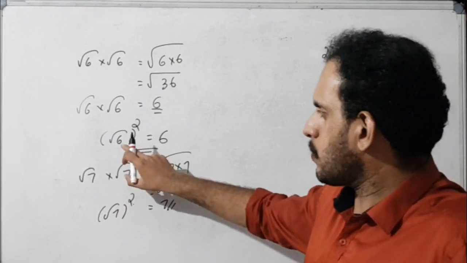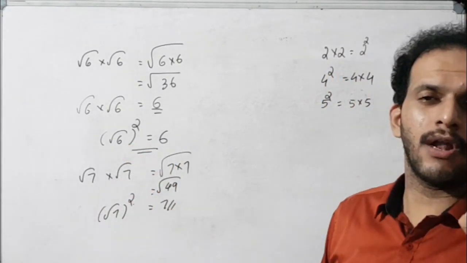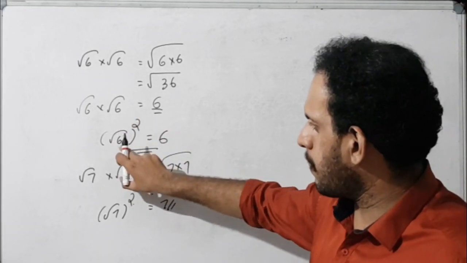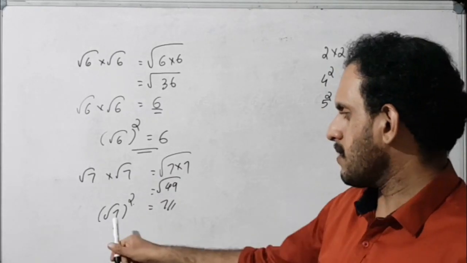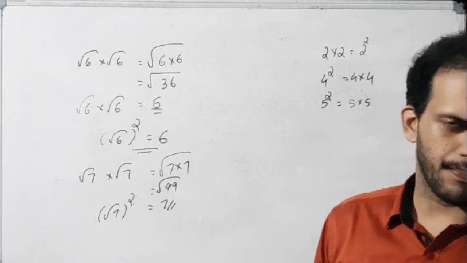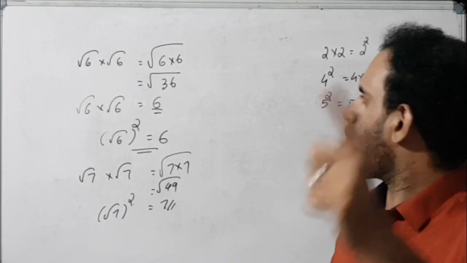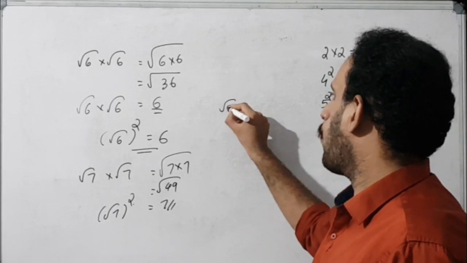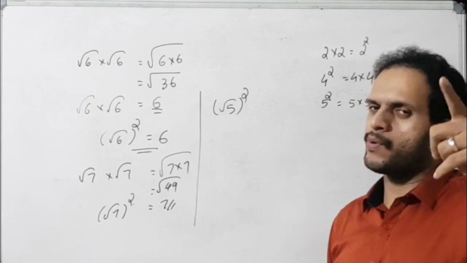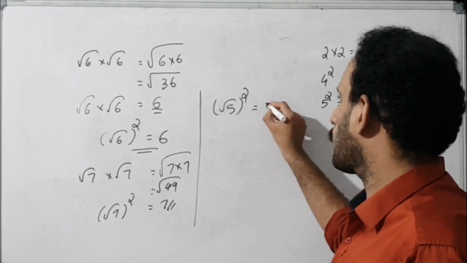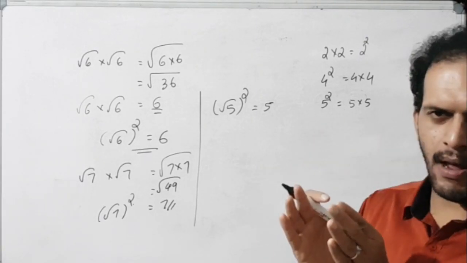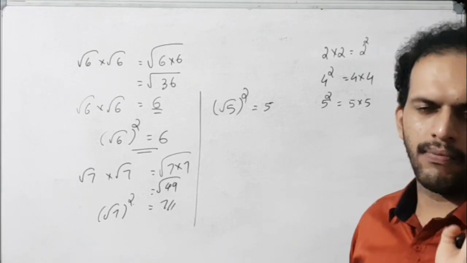We know that root 6 and root 7 are irrational numbers. So the square of this irrational number is this number. Correct? This irrational number square is this number, the same number. So what is the square of root 5? What is root 5 square? Root 5 square is 5. So the square of one irrational number is that number itself.